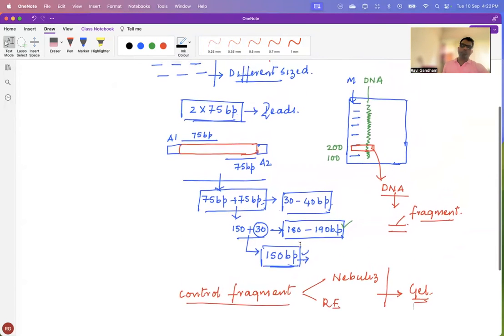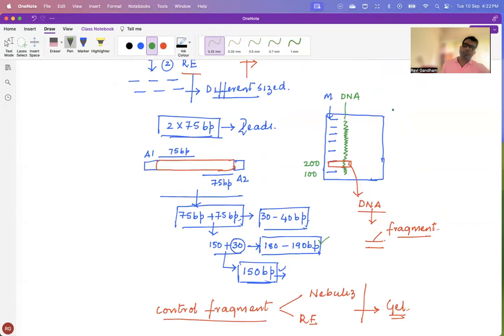We'll do one more small example. Let us say you want to generate 2 into 150 base pair reads. 150 base pair reads means the fragment should be how much? 150 from this side and 150 from this side. That is a total of around 300 base pairs. A minimum of around 300 base pairs should be around this. What did I tell you? A 30 to 40 in excess would be better. So you can select 330 to 340 base pair fragments.